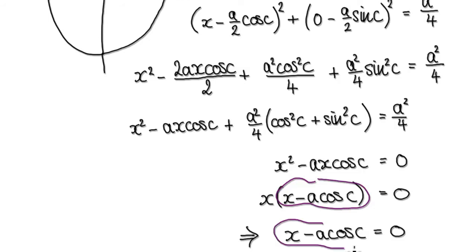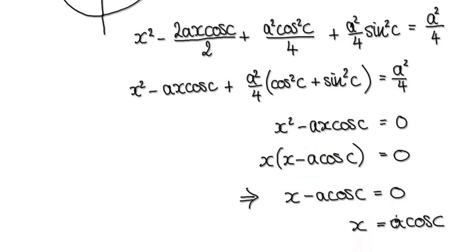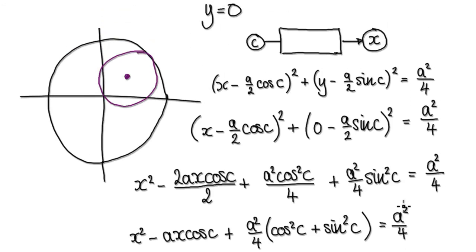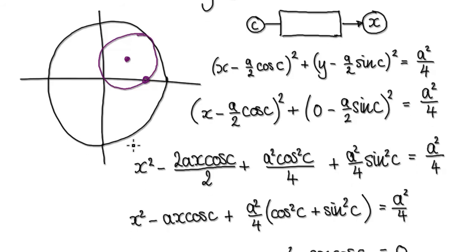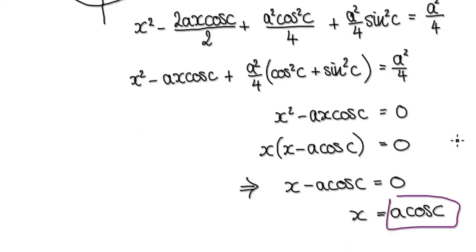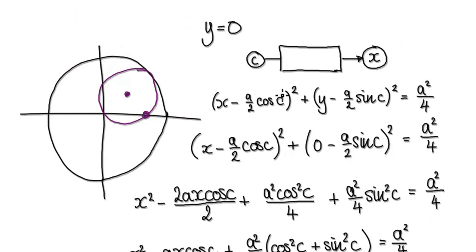So try and make this bubble to be 0. If you're trying to make this bubble to be 0, then x must be this thing here. What I'm trying to say here is that this location here is this thing here, a cos c. This location here is a cos c.